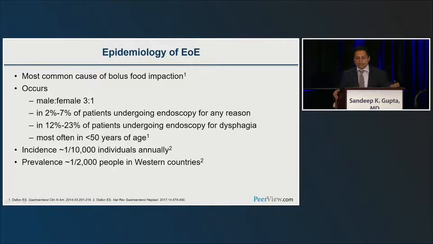What's the epidemiology of this condition? It is the most common cause of food impaction, and it is more common in males than females, a 3-to-1 ratio, and that has stayed pretty much since the 90s when we first started learning about this disease. That male predominance has stayed over the years.